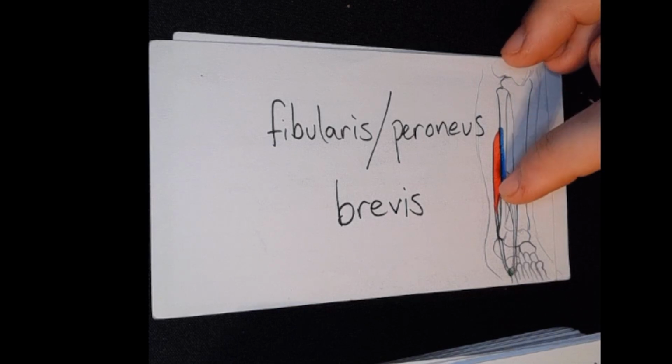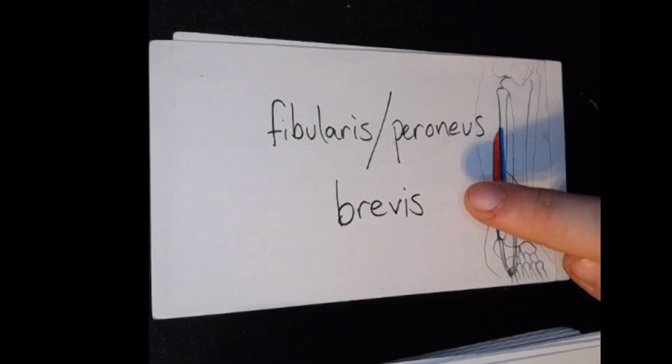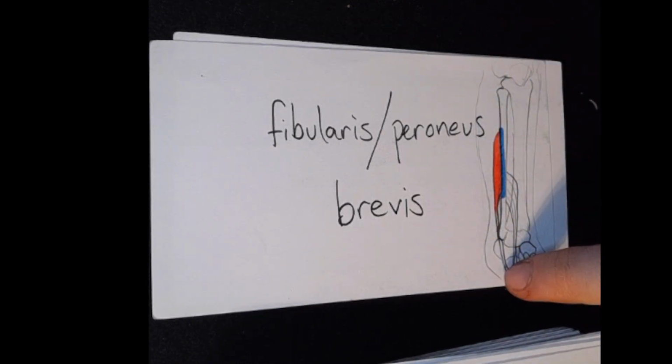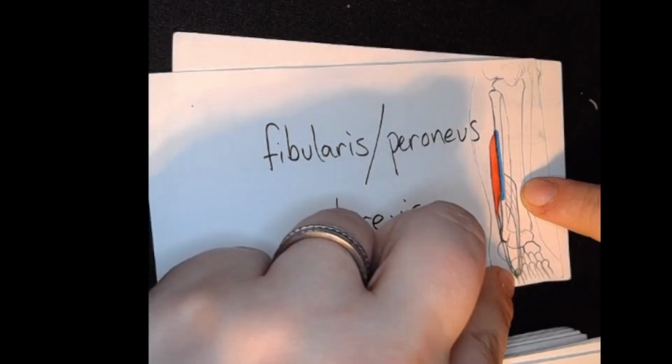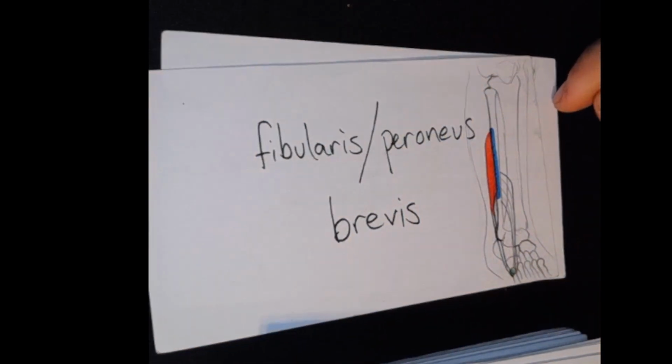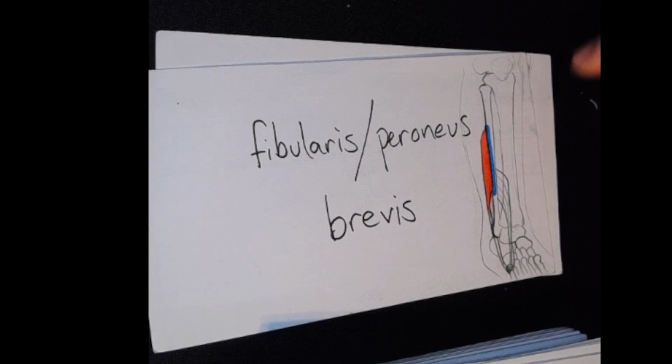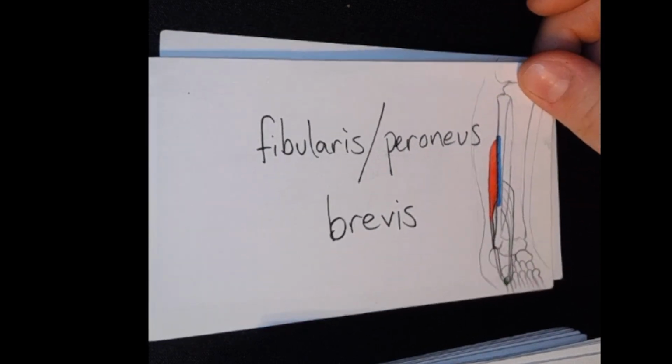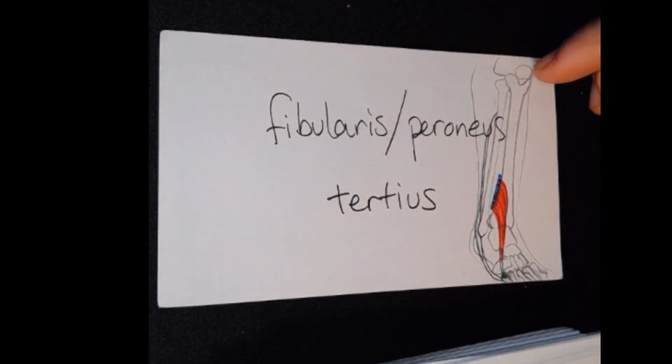Peroneus brevis. Origin: lateral distal fibula. Insertion: base of 5th metatarsal. Action: subtalar eversion and assists in talocrural plantar flexion. Innervation: superficial peroneal nerve.